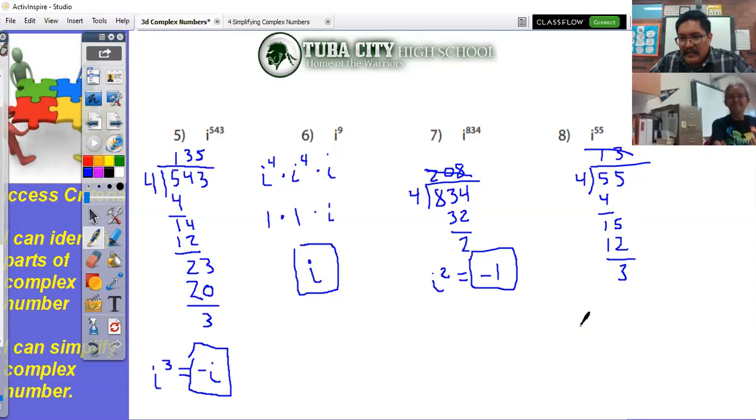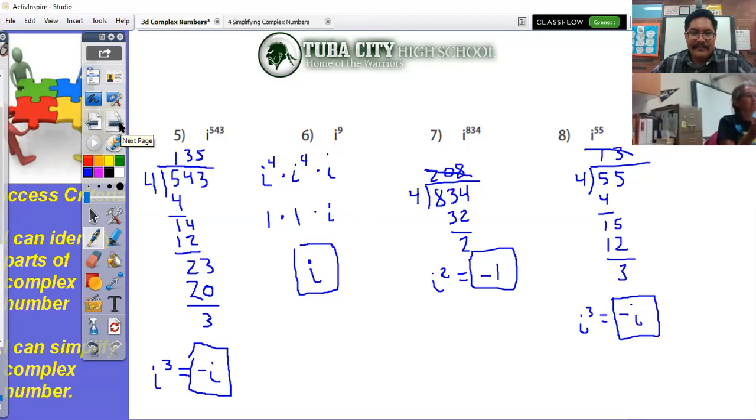And I to the 3 comes out to about... So again, if you don't have the chart, you can also just figure it out, because I also have an I to the 3 right here. And again, there's only 4 possibilities that it can be. It can either be I, -1, -I, or +1. Those are the only options that it can be. Okay, last slide.